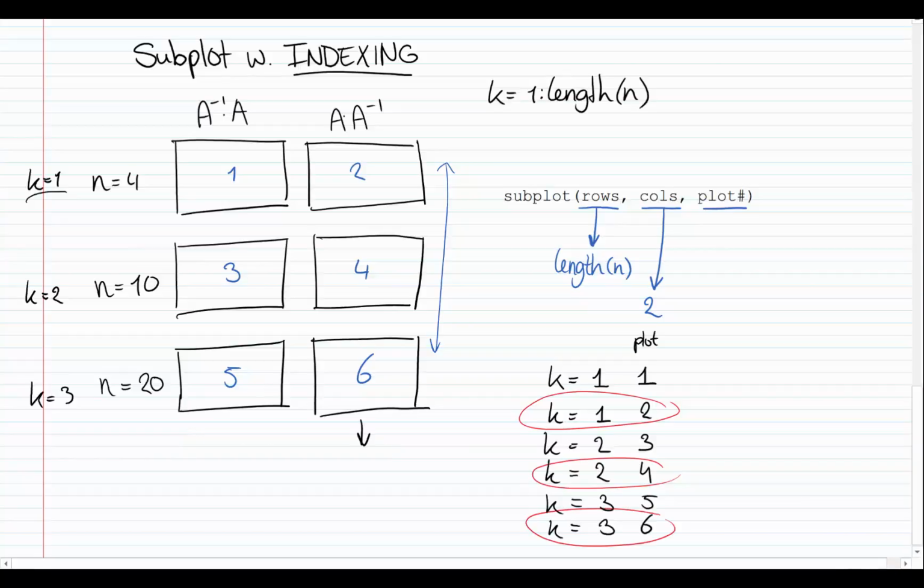We see that for the 2, 4, and 6, it's easy because this plot number is just 2 times the value of k. Then for the other 3 subplots, the value is 2 times k minus 1. So by making 2 subplot functions and putting these 2 formulas at the place of the plot number, we can automatically plot the figures in the right position within the subplot.